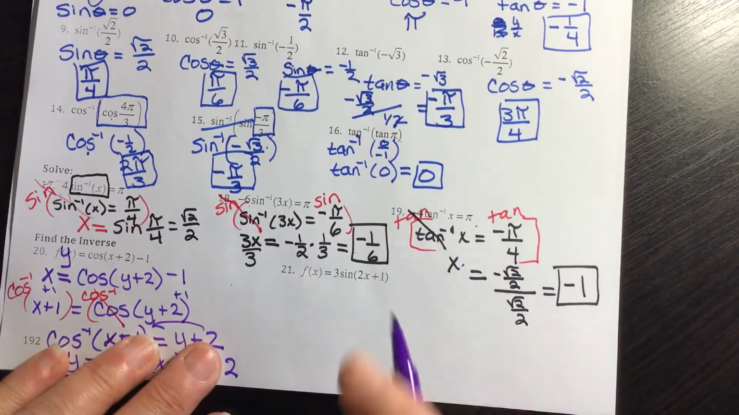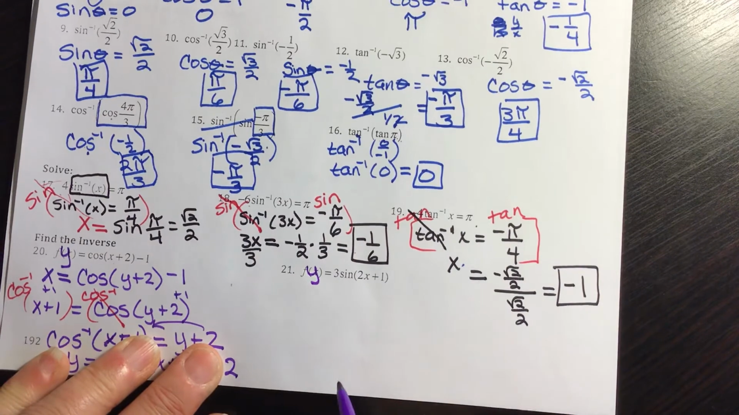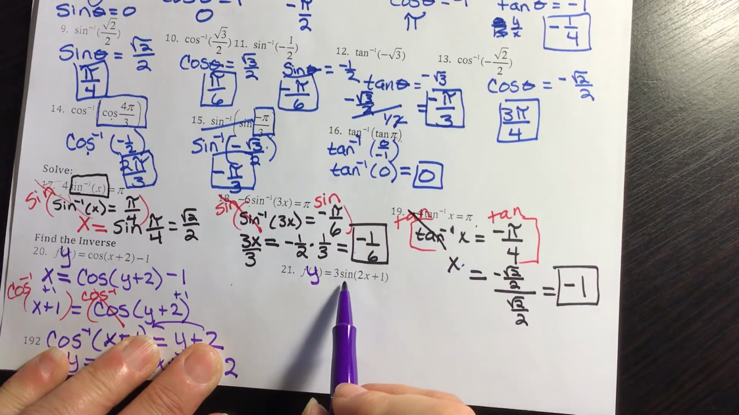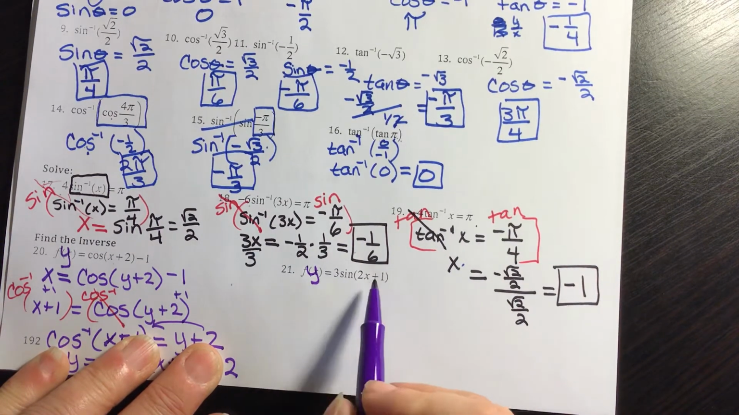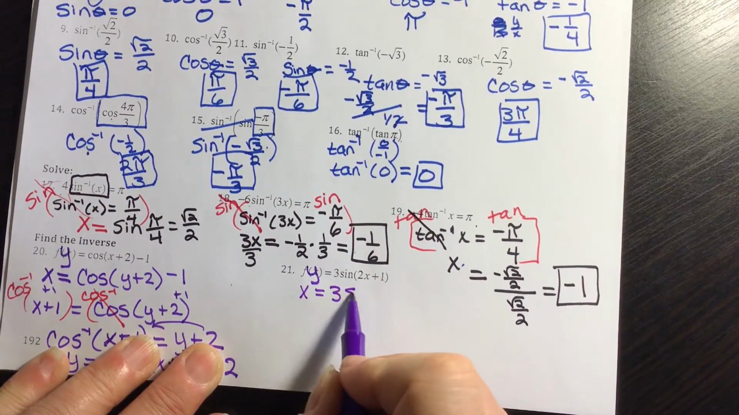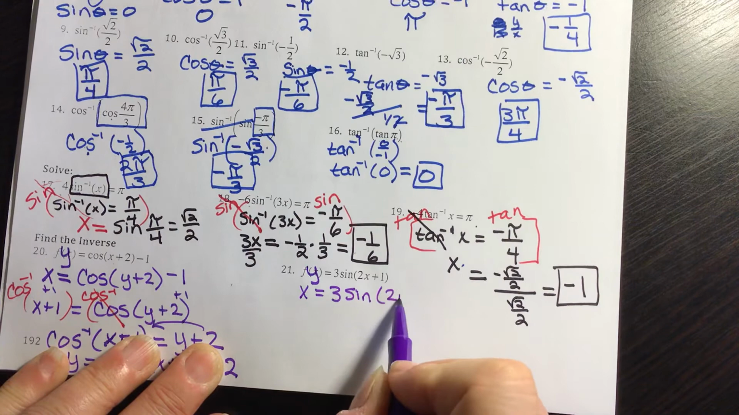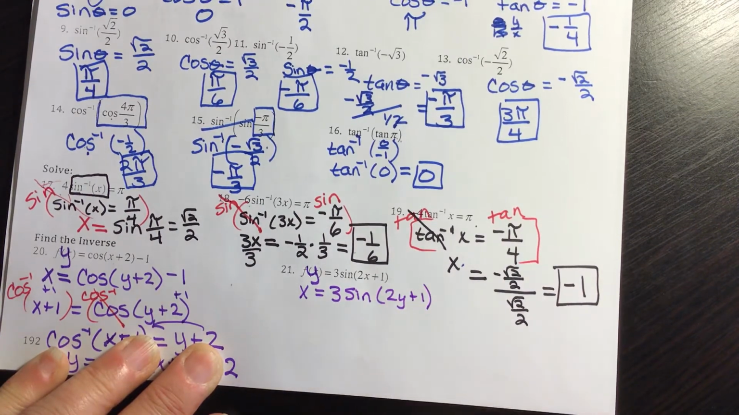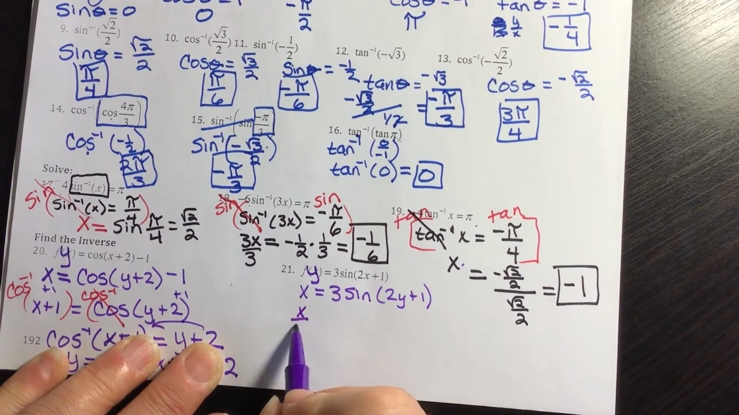Number 21. This is y. I'm going to isolate, first I'm going to switch. So I have x equals 3 sine (2y plus 1). And I want to get y by itself, so I'm going to divide by 3.